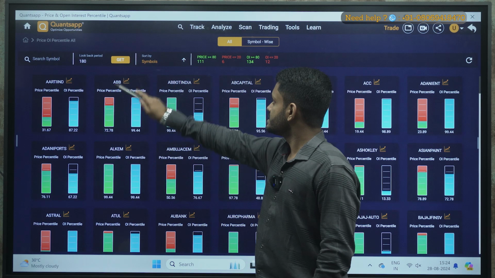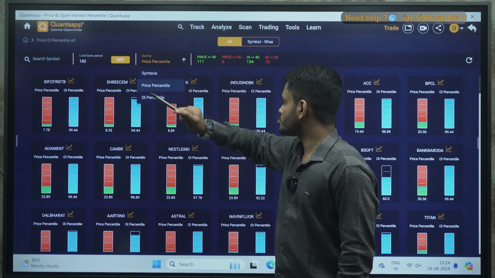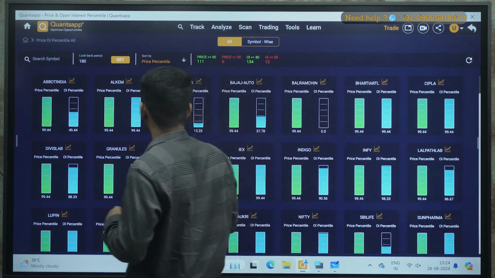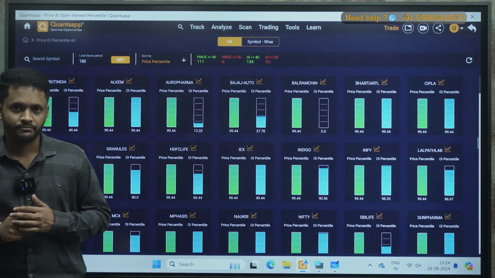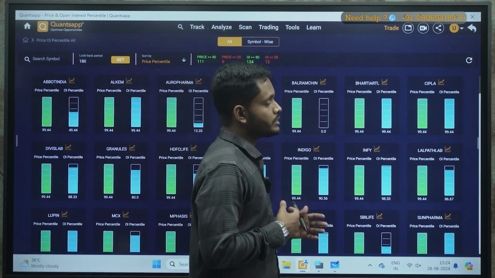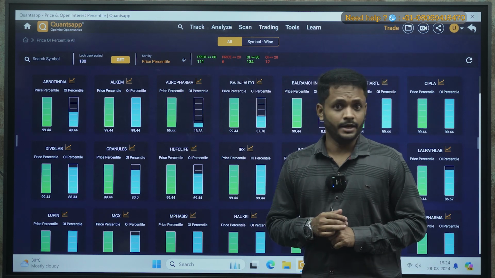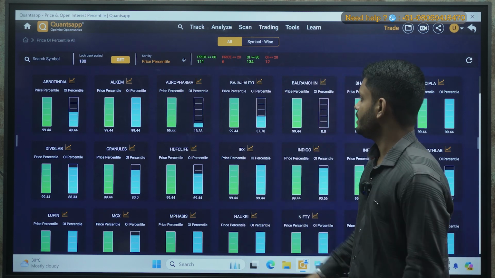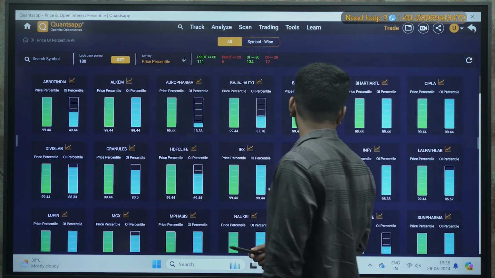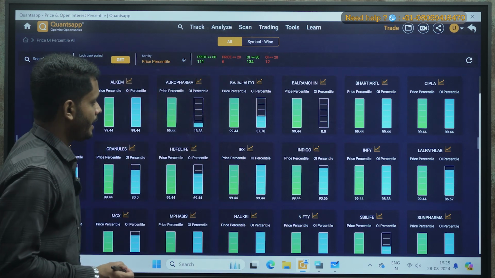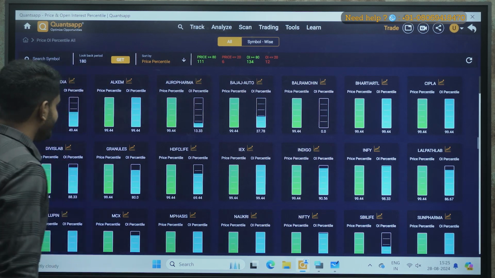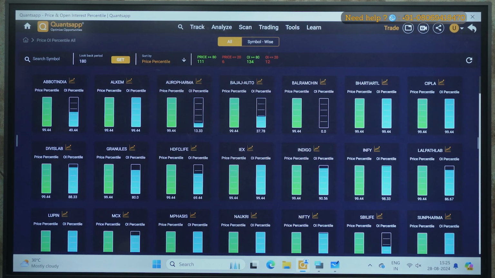Now what I'll do is go to the symbols and sort by price percentile. What was the condition for a bullish trade? I want the price percentile above 90 and also the OI percentile above 90. Correct? Now here you can see Alkem and Bharti Airtel, Cipla and Infosys. You can see Indigo, you can see IEX, you can check them out.